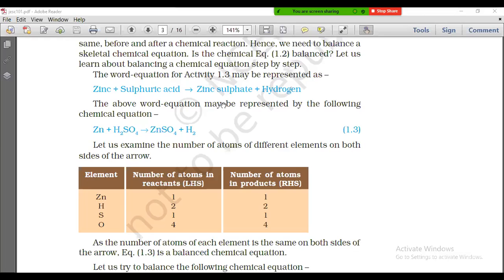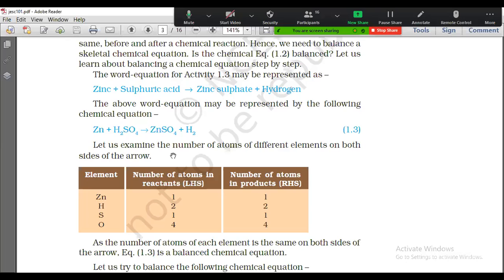Now please be very careful with the way it is written. Look at this one. This is a very important part. In zinc sulfate, even though zinc and sulfate are together, we don't write a capital S. You have to take care of this part also.